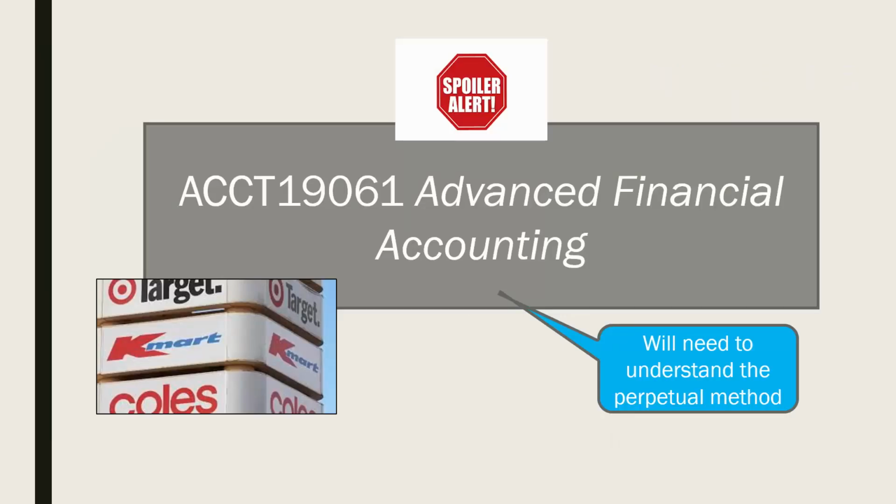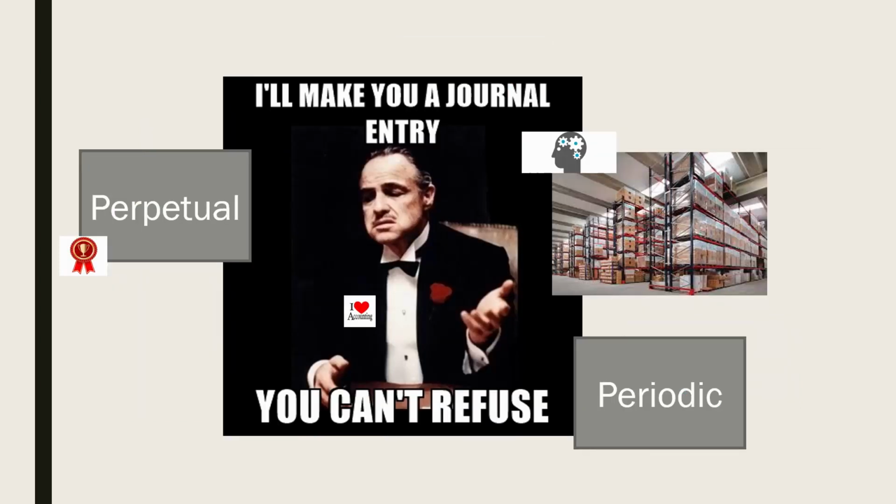When you study ACT 19061, Advanced Financial Accounting, we will use the perpetual method when we consolidate the inventories of various companies into a single inventories account for a group of companies, as Wesfarmers has done, for example, with inventories of Coles, Bunnings, Target and Kmart. We will look at the journal entries when we purchase inventories, and also when we sell inventories, for both the perpetual and periodic methods.